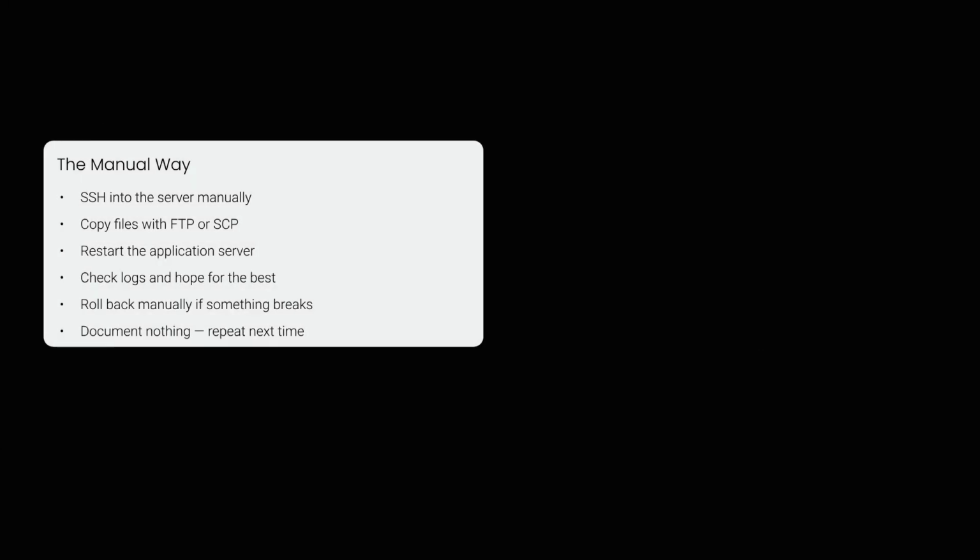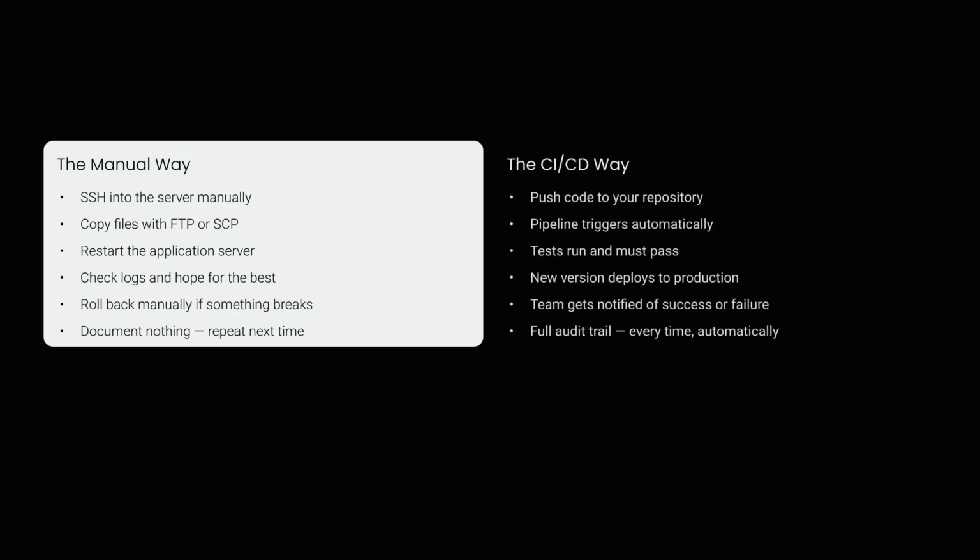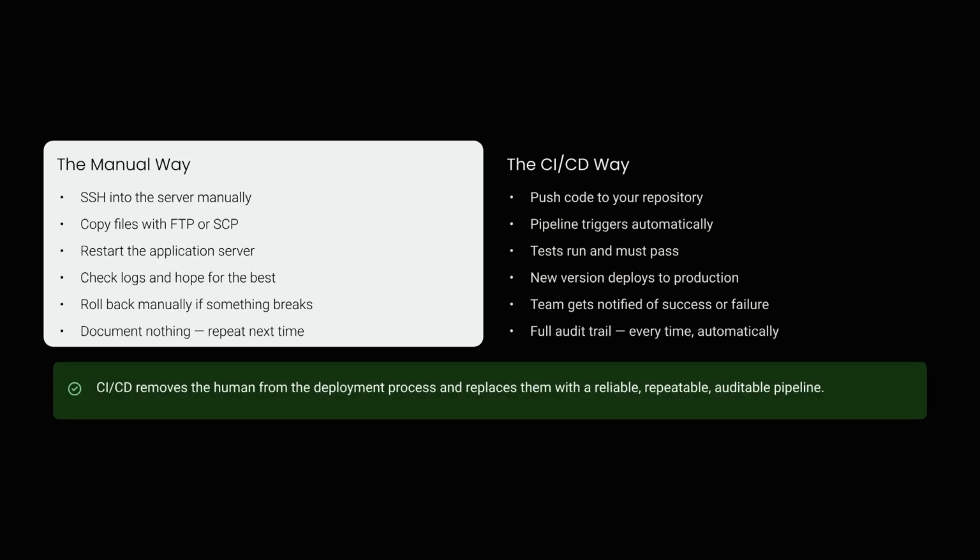The manual way involves steps like SSHing into the server, copying files, and hoping for the best, with no documentation. The CI/CD way automatically handles everything, from code push to production deployment, tests running and passing, and providing a full audit trail. CI/CD removes the human element and replaces it with a reliable, repeatable pipeline.